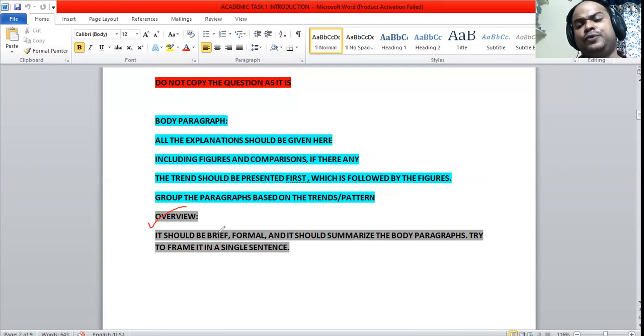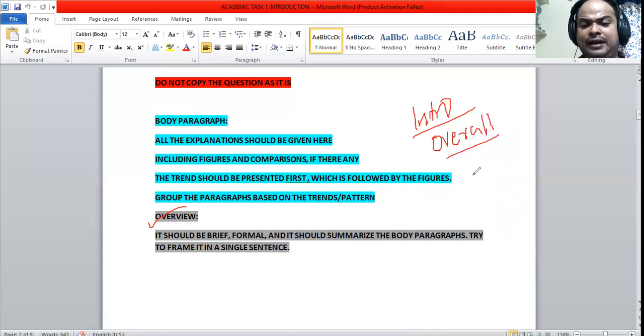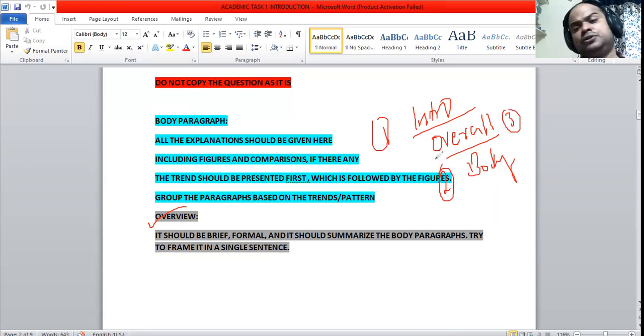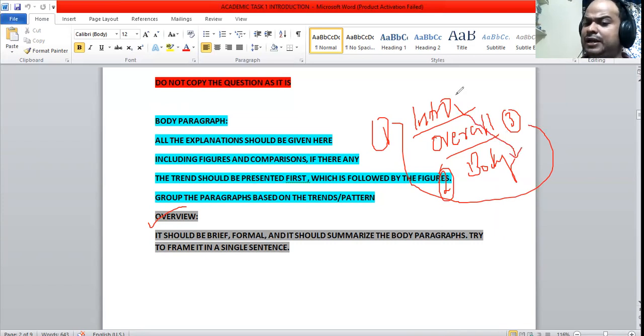So the overview can be written immediately after the introduction. So after the introduction, immediately you can write the overall or overview, and then you can have the body paragraphs. So this is one format. Another format is that you can write the introduction, then you can go with the body, then you can go with the overall. You can go with this pattern too. So you can go with introduction, body, and overall, one pattern, or introduction, overall, and body paragraphs. You can go with the second style too.